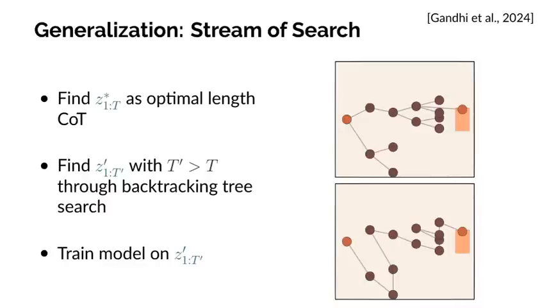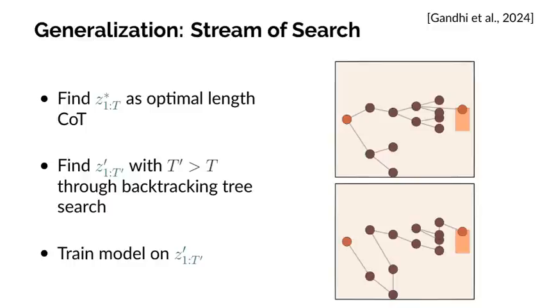Of course, our final goal is not individual corrections, but corrections applied repeatedly, all in a single chain. This is the motivation behind stream of search. In this work, they first find an optimal z-star. They do this by applying a training time search algorithm that produces the tree on the right. This tree finds a very good chain of thought, but also intermediate branches that go off in the wrong direction.